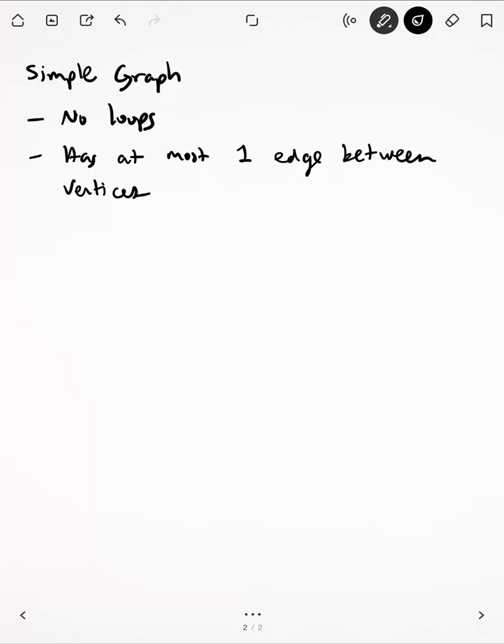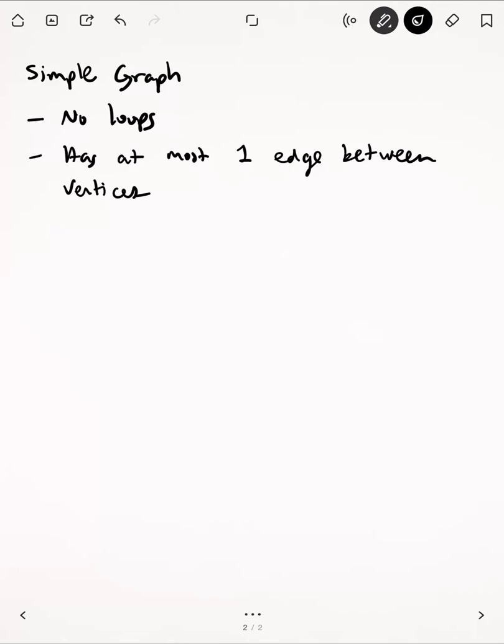And in general, graphs can also have multiple edges between the same two vertices, and there can be multiple edges between them. This definition does not allow for it, and because it doesn't allow for it, we call it a simple graph. Okay?